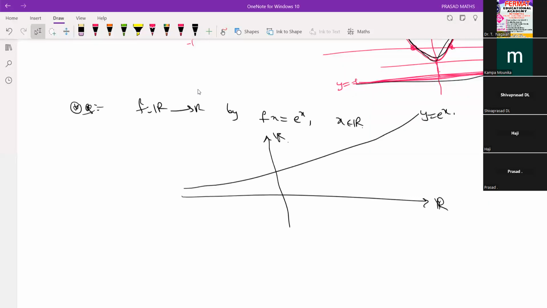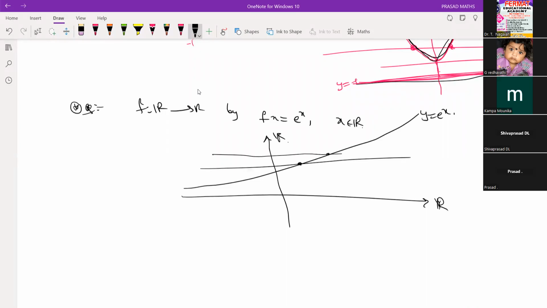The question is, is it one-one? Yes, sir. By drawing a line parallel to the x-axis, it definitely meets at exactly one point. So therefore it is a one-one function. Is it an onto function? No, sir. Why? Suppose you take y equals -2. Does it have a preimage under the function? No, sir. Therefore it is not onto.